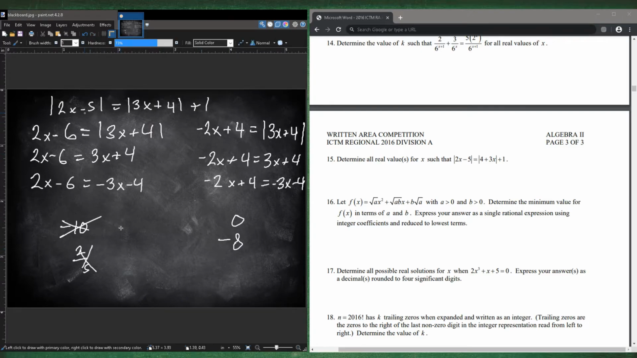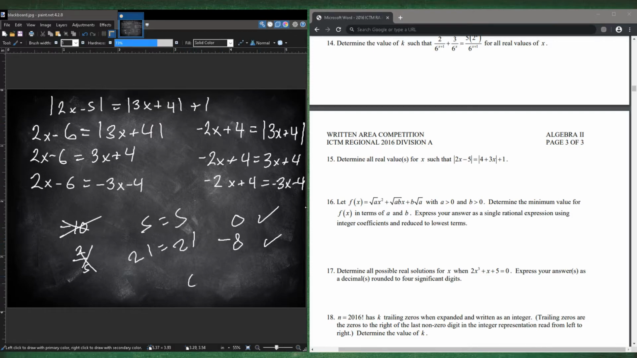Now you plug in 0 here. That's negative 5, so the absolute value is 5, equal to 4 plus 1, that's 5. So this one checks out. Now if you put in negative 8, that's negative 16 minus 5 is negative 21, so that's 21, equal to negative 8 times 3 is negative 24, plus 4 is negative 20, so that's just 20 because of the absolute value. 20 plus that 1 is 21, so that also checks out.